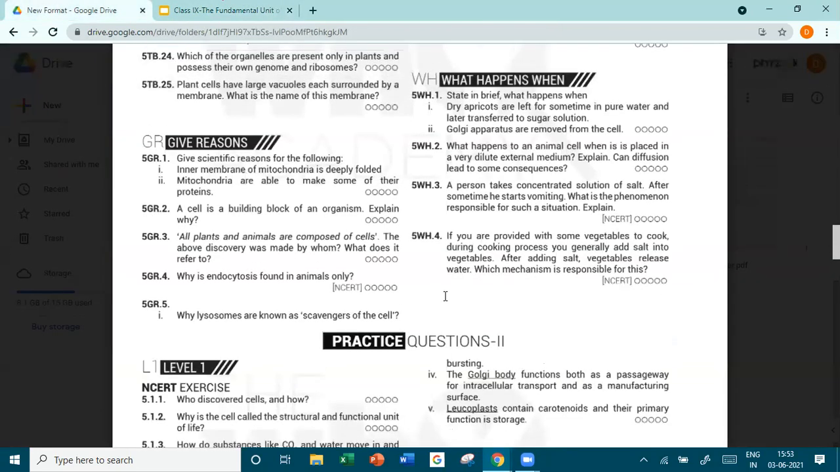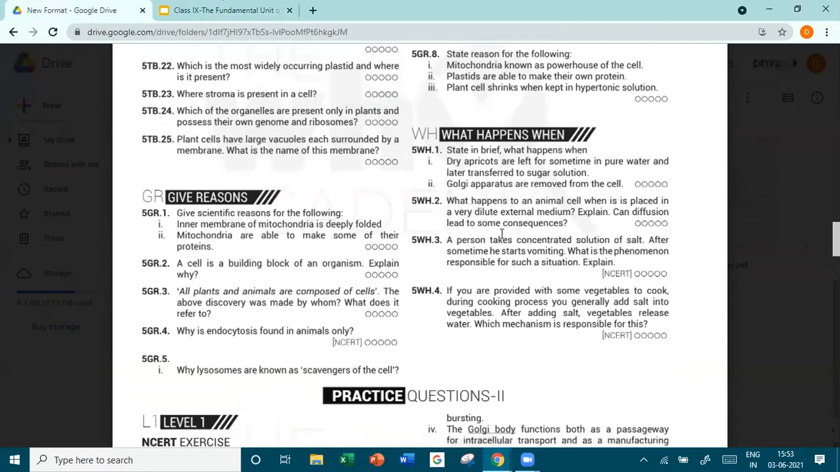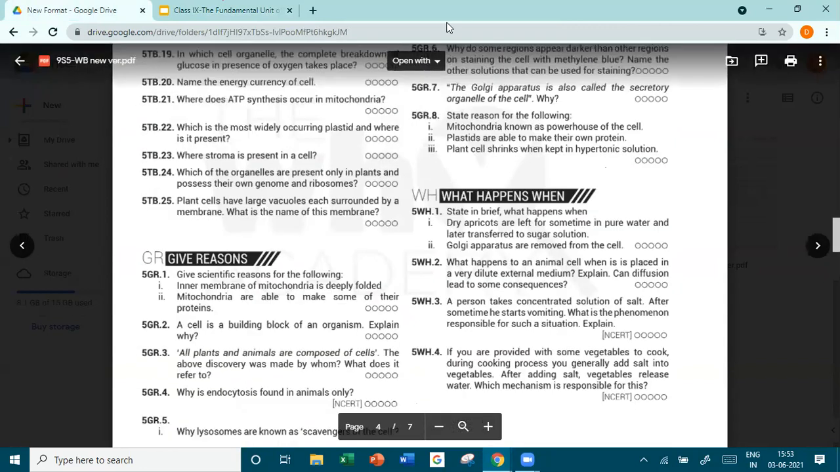Diffusion, they might just ask you a definition. What is diffusion? See here, there are so many questions on osmosis. I can pinpoint it here itself. This question is on osmosis. Dry apricots are left for some time in pure water and then transferred to sugar solution, right? So what happens when this is done? For this you need to know what pure water is, what type of solution sugar water is, and then the movement of H2O will be from where to where, right?